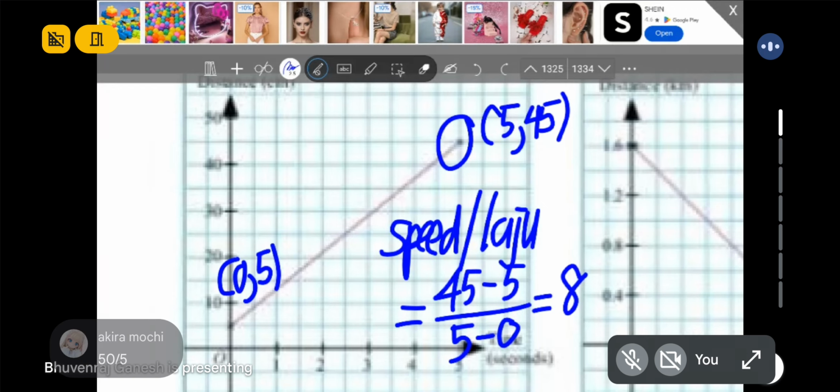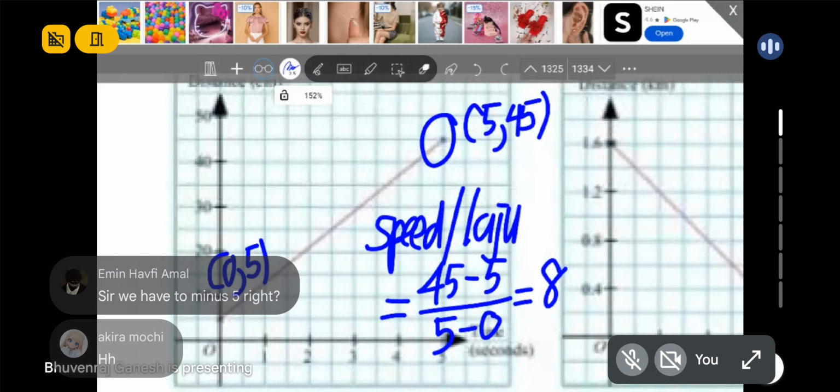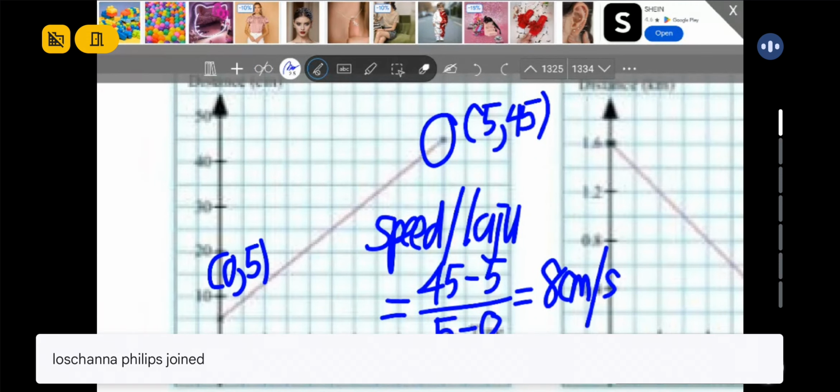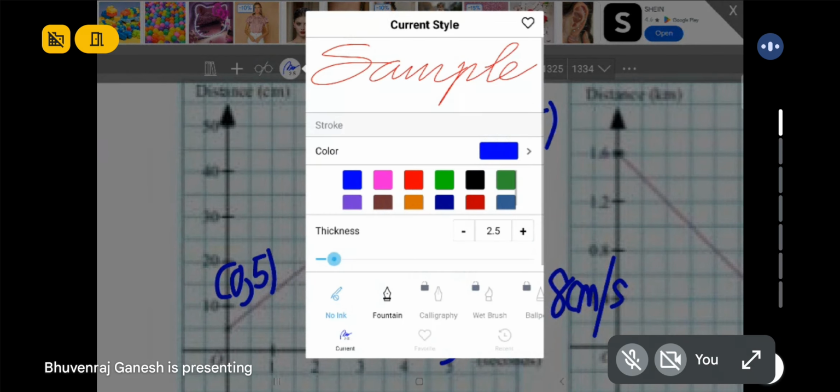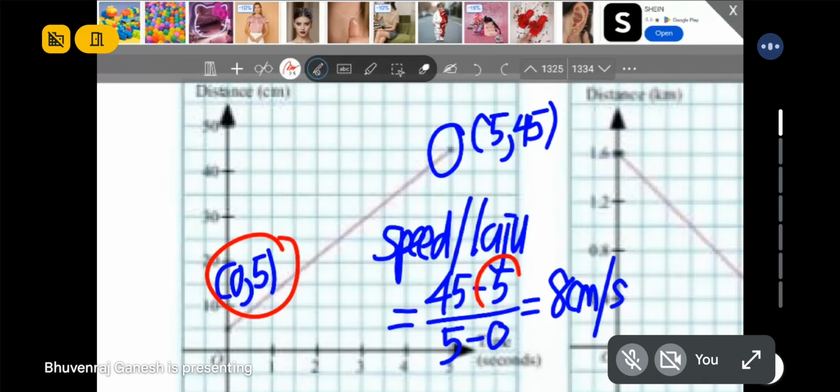How you guys get 10? Oh, guys, don't count area under graph. I want you guys to count speed, you know. Saya nak kamu cari laju. Faham tak? Okay. We have to minus 5, yeah, correct? Because the Y-intercept is 5. Understand? This is the Y-intercept.